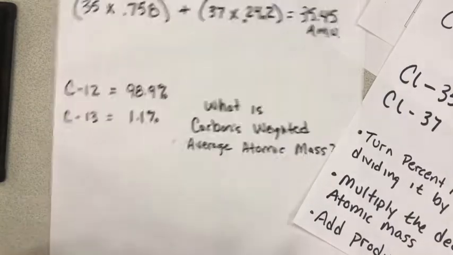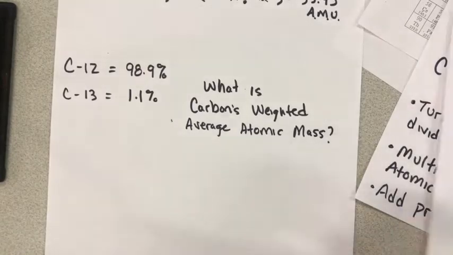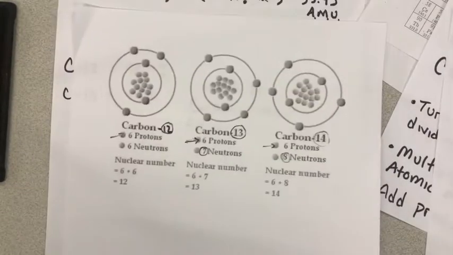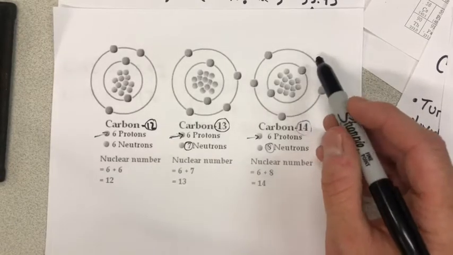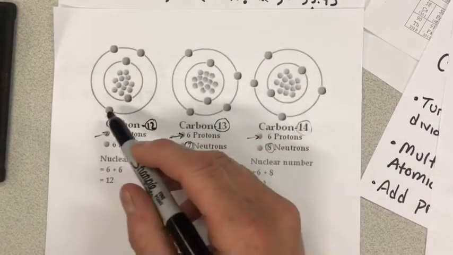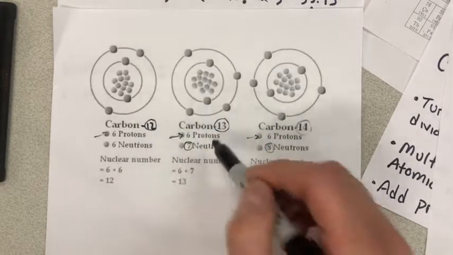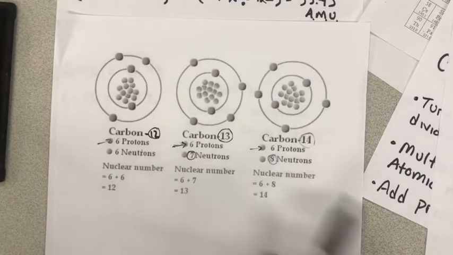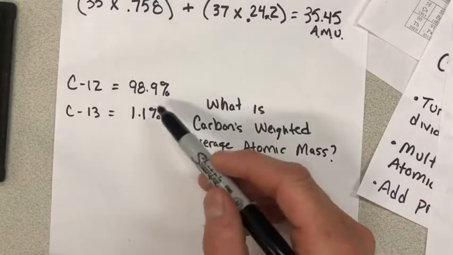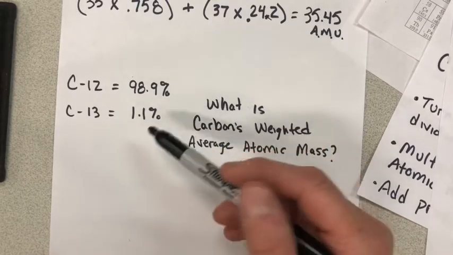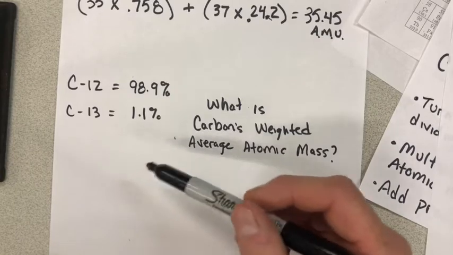Okay, let's do an example with carbon. And I know I just showed 3 isotopes of carbon, but carbon-14 is so rare that I'm not even going to include it in here. The bulk of the abundance is made up by carbon-12 and 13, okay, so we're just going to include those. And here are those percentages. Carbon-12 accounts for close to 99% of the isotopes. Carbon-13 is just over 1%.